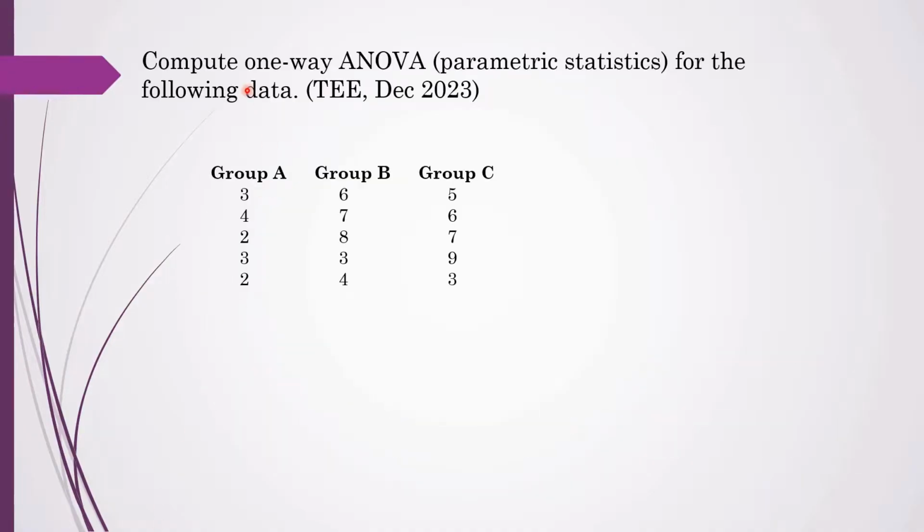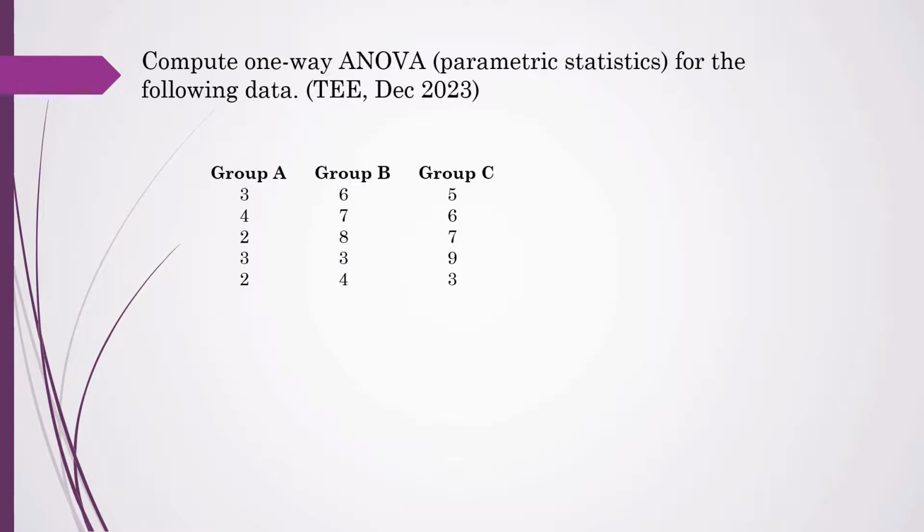Let's now calculate another question. This question came in the term end examination of December 2023 and it reads, compute one-way ANOVA parametric statistics for the following data. Now if you look at the statement, this is exactly the same as what came for June 2023 also. And this is going to be the exact same statement that you will find in any of your previous year question papers. So what do we have here? Here we have group A, group B, group C, 3 groups with 5 values each in a group.